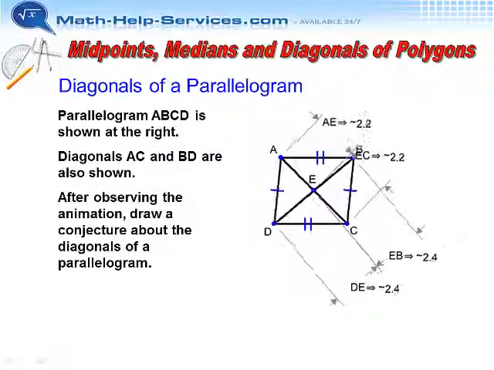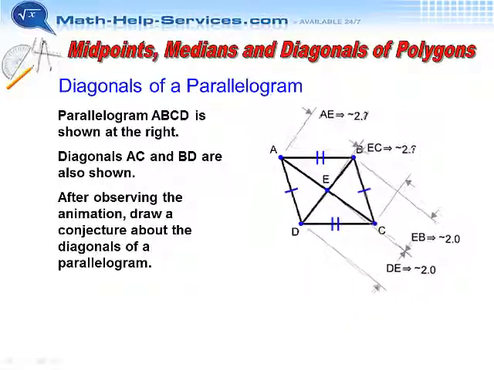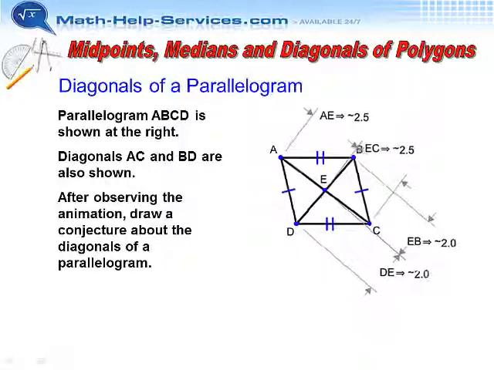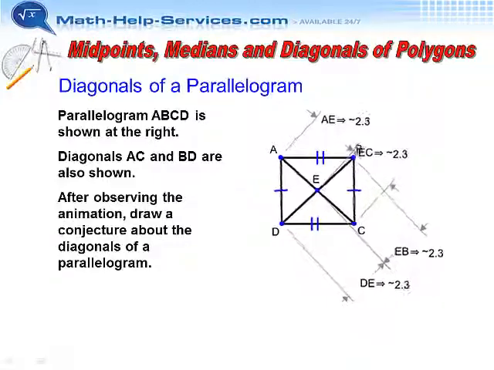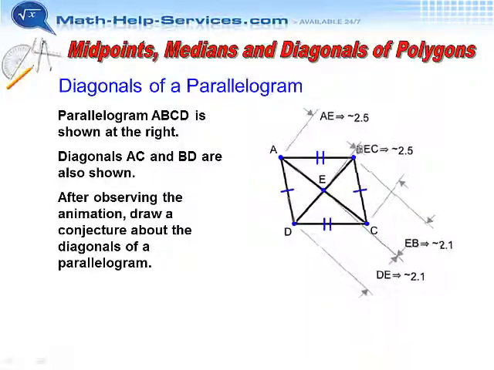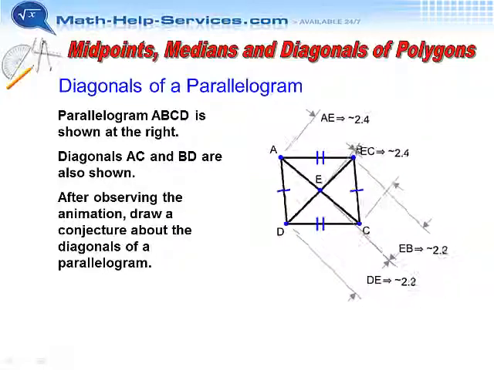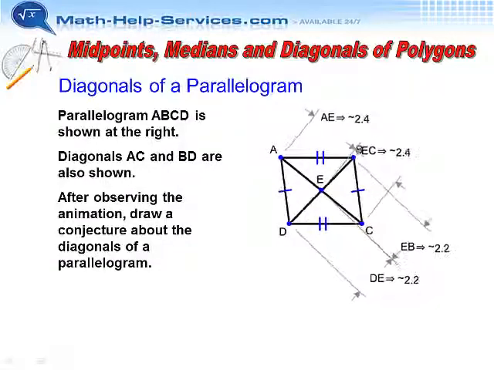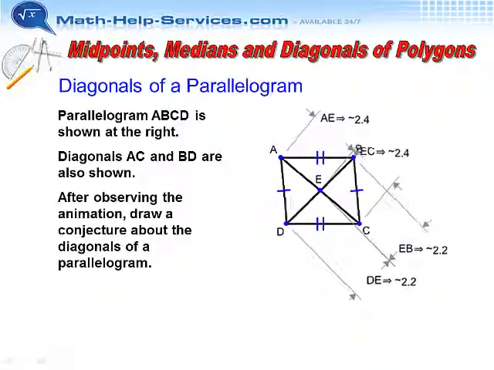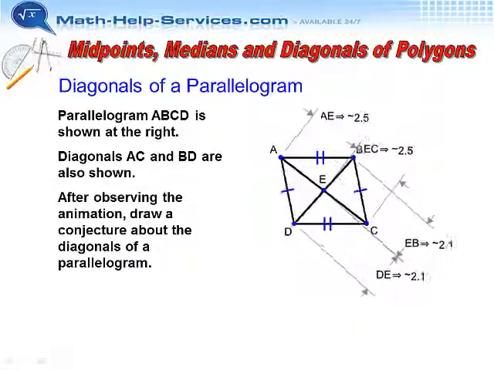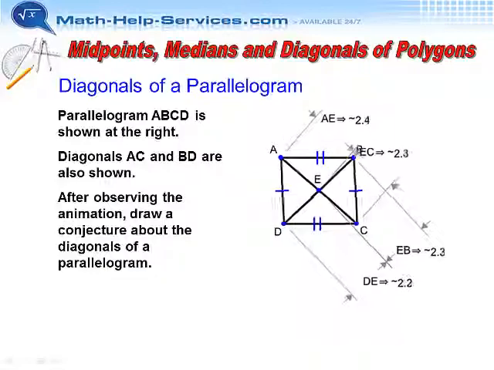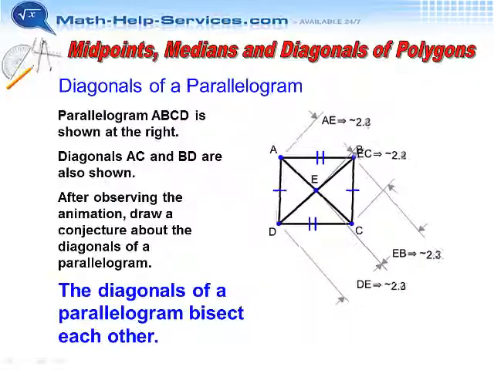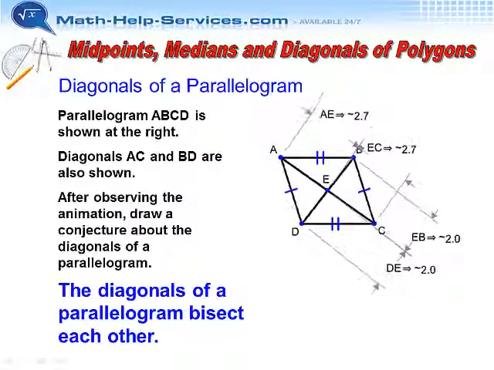Now let's look at an animation on the diagonals of a parallelogram. Parallelogram ABCD is shown at the right. Diagonals AC and BD are also shown. After observing the animation, draw a conjecture about the diagonals of a parallelogram. Notice the diagonals of a parallelogram bisect each other.